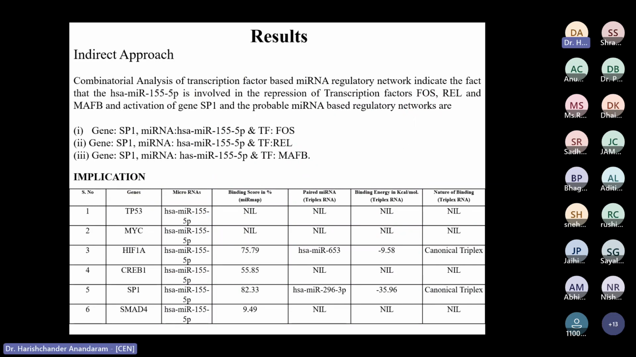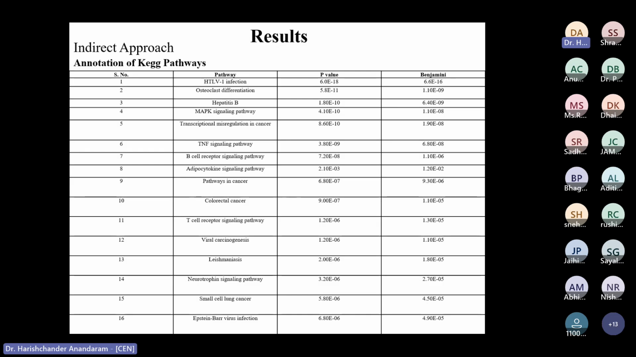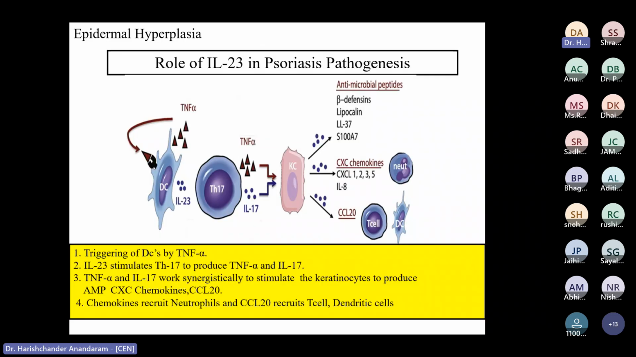And then if you consider the implication, very few form the canonical triplex from the duplex. And one more interesting finding is that HTLV-1 infection also showed a very good relation next to the cytokine chemokine receptor interactions from the pathway. And then the modeling became a little easier. Epidermal hyperplasia is the major condition which happens in most cases of psoriasis.